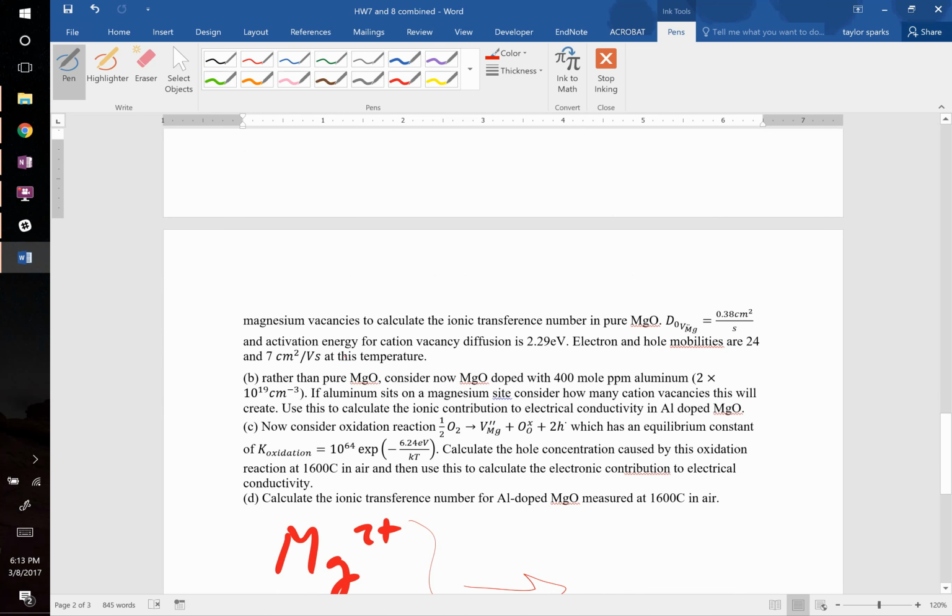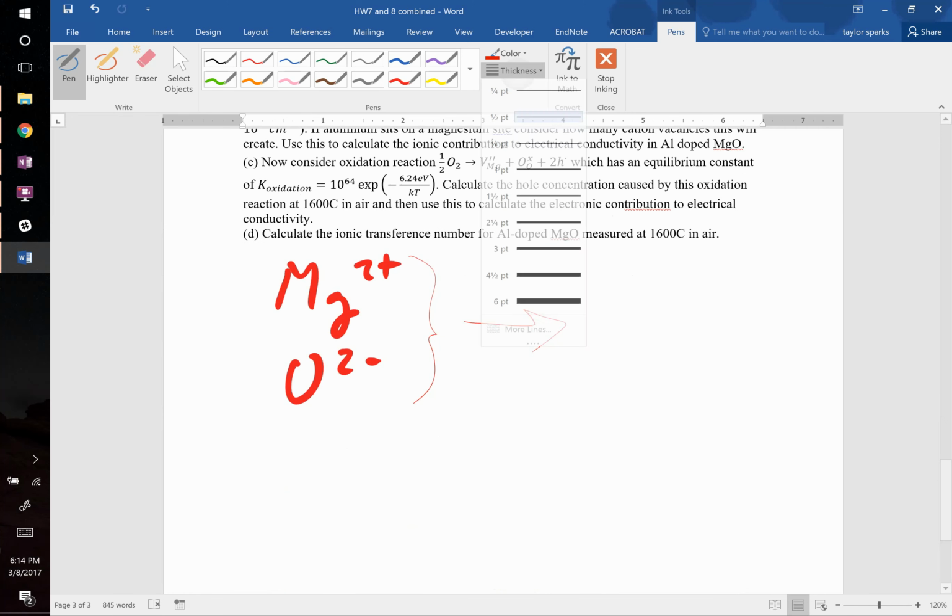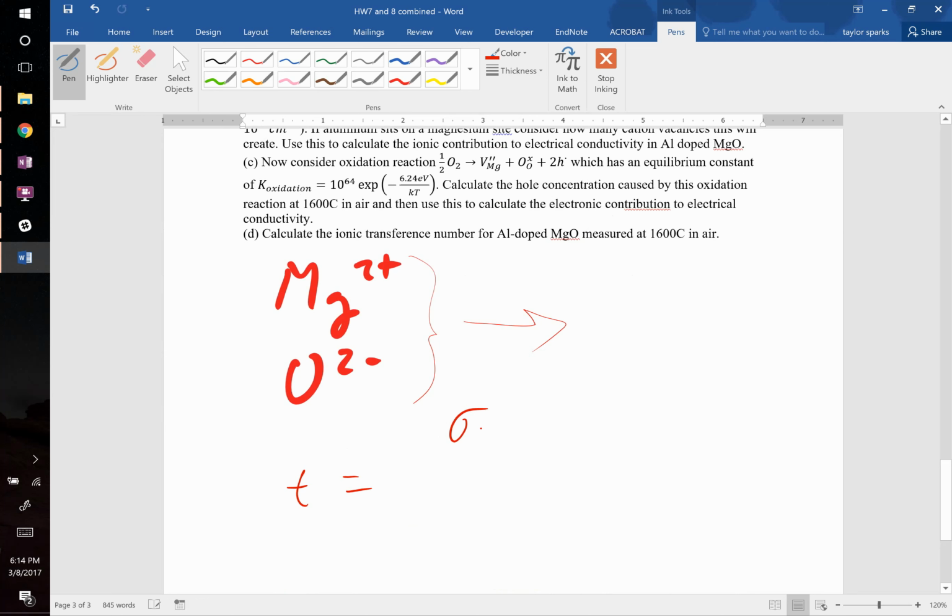So it says calculate the ionic transference number. What does transference number even mean? The conductivity that comes from the ions, or something like that. So the transference number for ionic conductivity is the fraction of ionic conductivity over the total conductivity, which might be just from ions and electrons. That's the transference number. Fair enough?